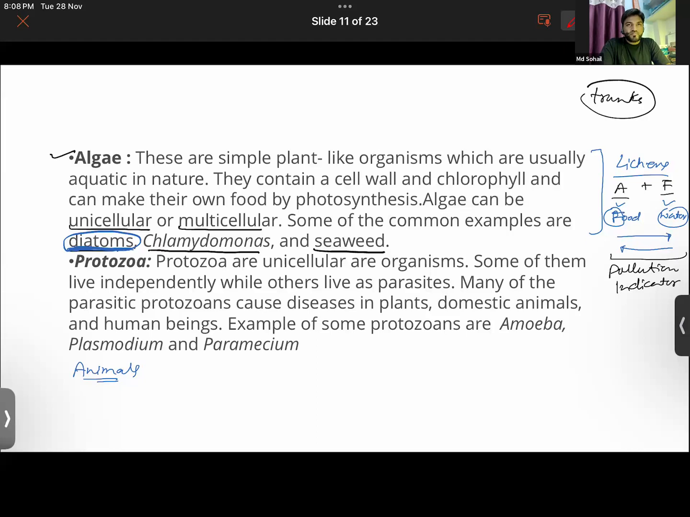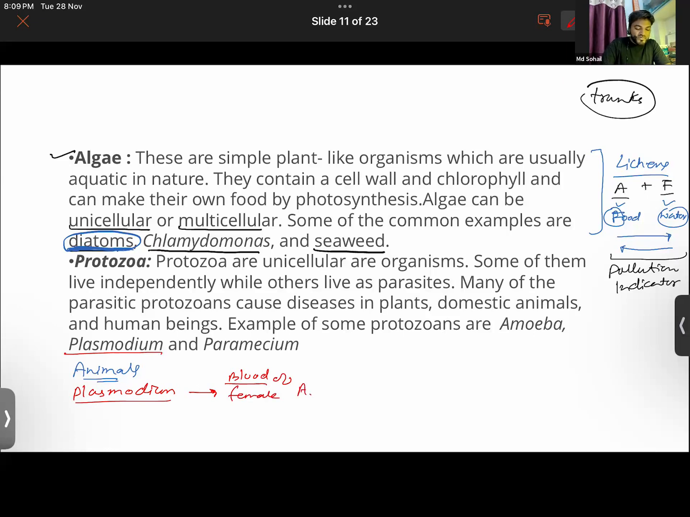For example, Plasmodium. Plasmodium is one kind of protozoa, and it is responsible for causing which disease? Malaria. Plasmodium is one kind of protozoa that is responsible for the cause of malaria. So Plasmodium is in the blood of the female Anopheles, right? Yes, sir.